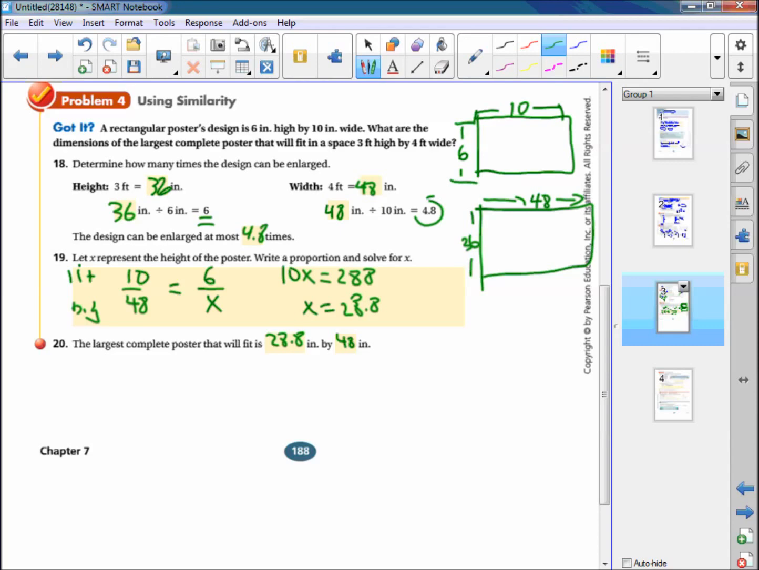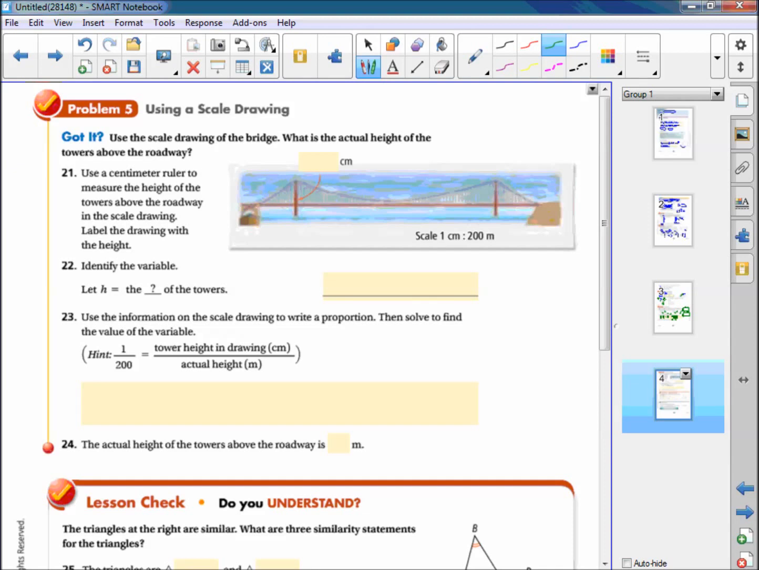All right, let's flip it over and take a look at our last page here. Problem number 5, use the scale drawing of the bridge. What is the actual height of the towers above the roadway? So we have this scale drawing, and in our scale drawing, 1 centimeter of the drawing is supposed to be 200 meters in real life. So use the centimeter ruler to measure the height of the towers above the roadway in the scale drawing. Label the drawings with a height.